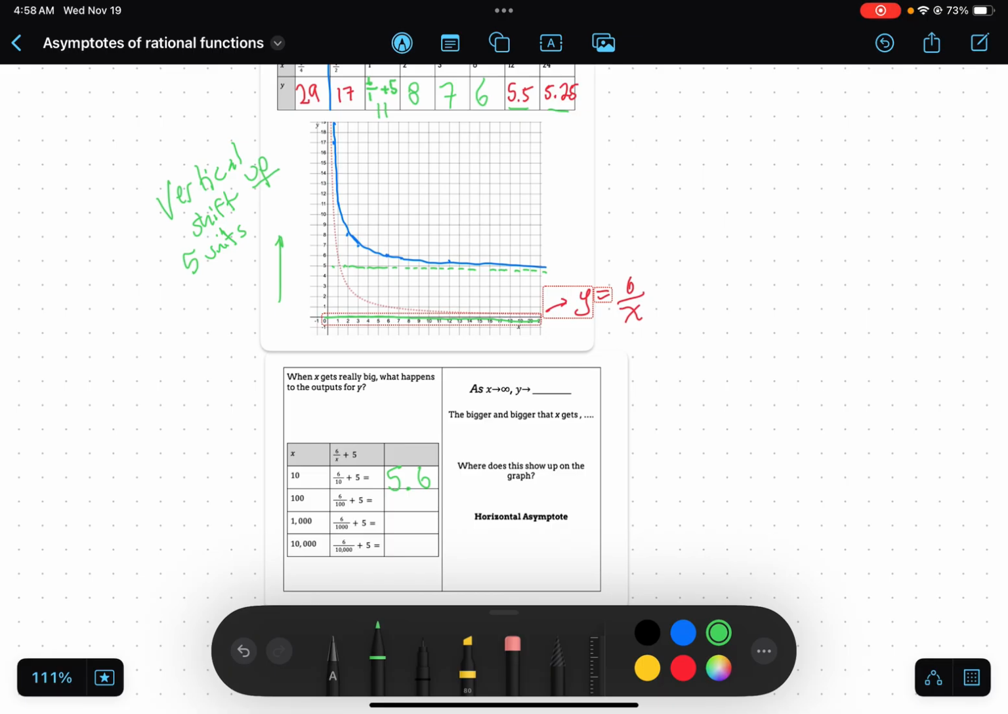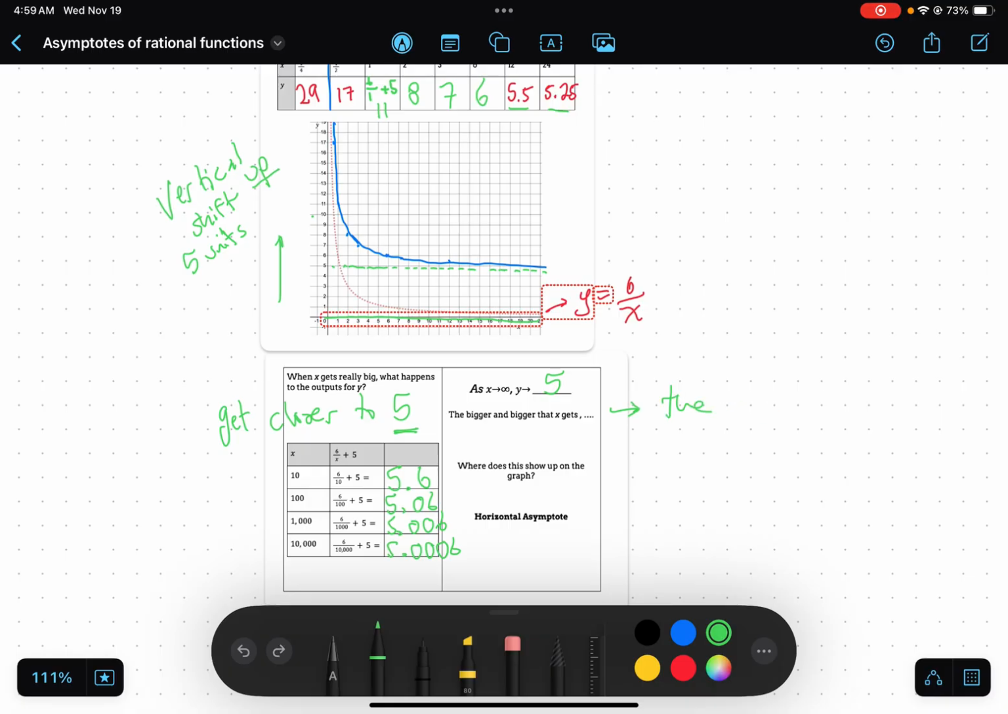Okay, so you should have noticed that I'm getting closer and closer. The little decimal part of my number is getting smaller and smaller, but the 5 is always staying because I'm adding 5 in. So in this case, when x is getting really big, what happens to the outputs for y? They get closer to 5, right? 5.006 is basically 5. So when x gets close to infinity, y gets close to 5.